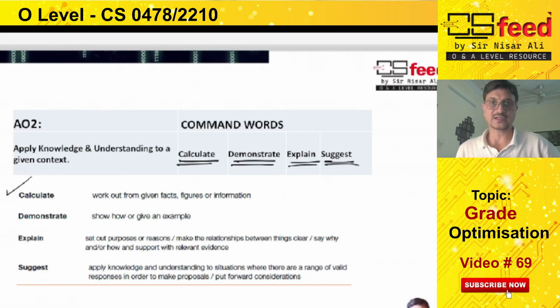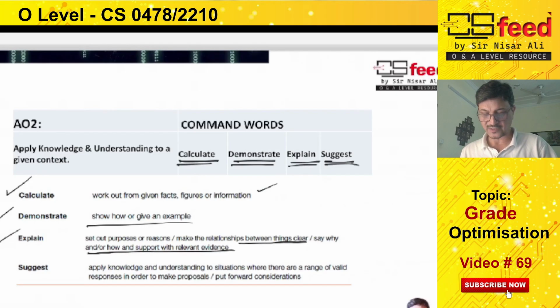Calculate is also conversion. Like you might be asked to convert a number from denary to hexa, from hexa to binary. So work out from given facts, figures, or information. Demonstrate: show how, or give an example. So you have to show your knowledge and understanding. Explain: set out purpose or reason, make the relationship between things clear, say why and how, and support with relevant evidence. The evidence is important for any of your statements.